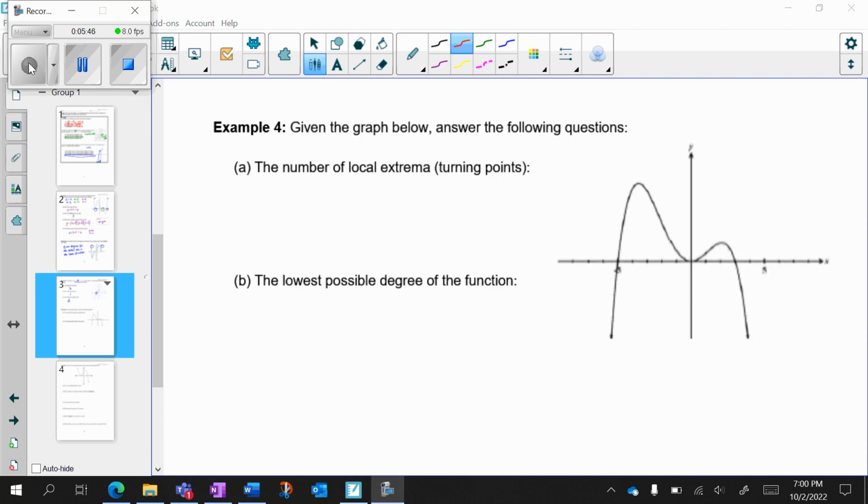In example 4, given the graph below, answer the following questions. The number of local extrema, which are turning points. So I'm going to circle our turning points. So we have 3 total turning points. Now our lowest possible degree of the function is 1 more than the number of local extrema. So it's really going to be 3 plus 1, which equals 4. So that is our lowest possible degree of the function.